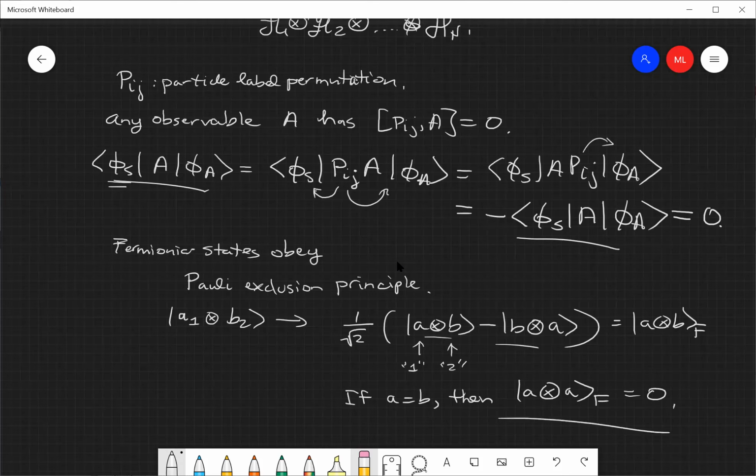So two particles cannot be in the exact same quantum mechanical state if you have identical fermions. It's just not possible. And that's the consequence of this antisymmetry of the overall wave function. That's just a statement of the Pauli exclusion principle. A very important principle.